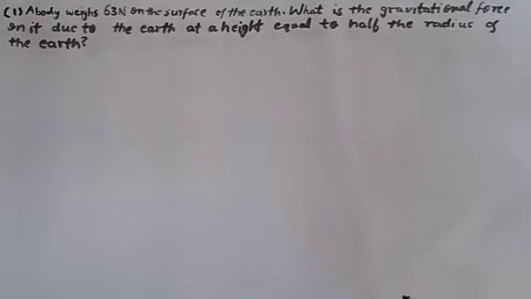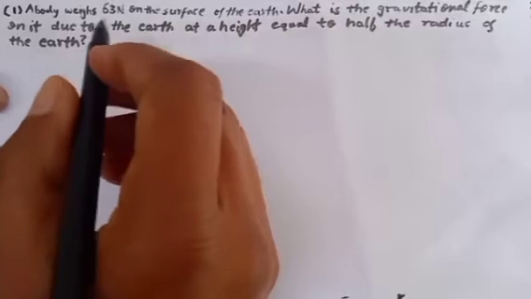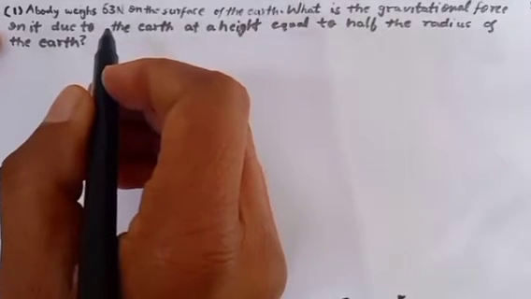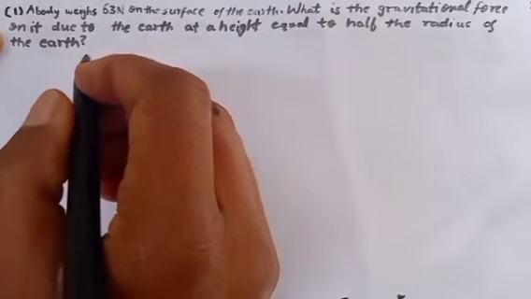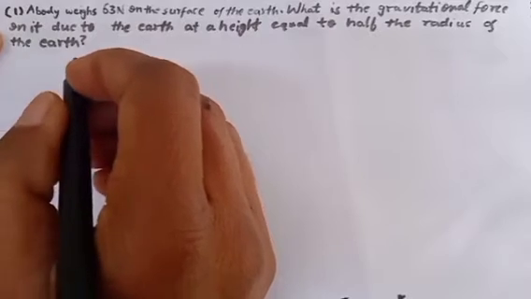Hello, class 11th physics, chapter gravitation, important questions. A body weighs 63 Newton on the surface of Earth. What is the gravitational force on it due to Earth at a height equal to half the radius of the Earth? So, this is a clear question related to variation of g above the surface of earth.